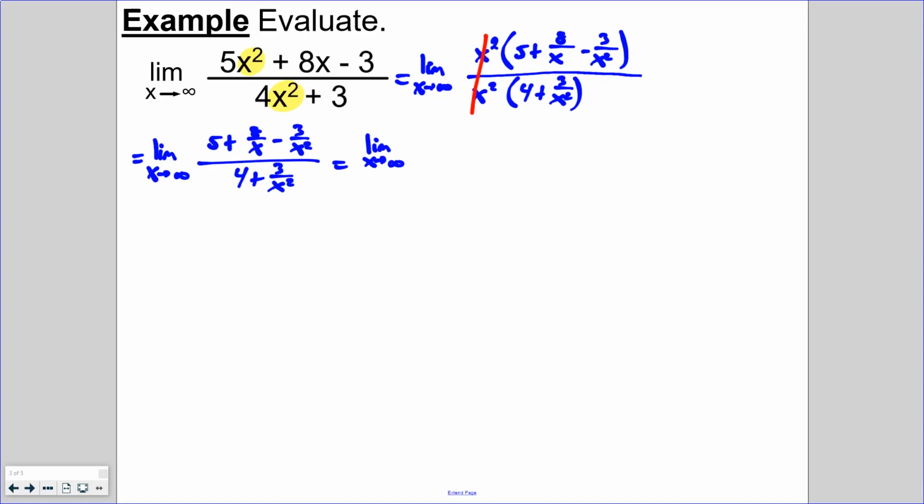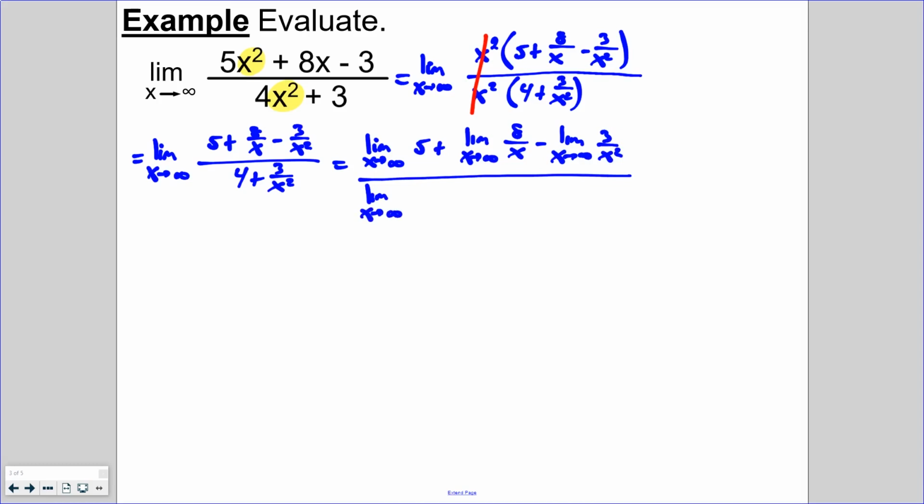So we're going to have the limit as x approaches infinity of 5 plus the limit as x approaches infinity of 8 over x minus the limit as x approaches infinity of 3 over x squared, and that's all going to be over the limit as x approaches infinity of 4 plus the limit as x approaches infinity of 3 over x squared. Alright, from here we know that the limit as x approaches infinity of a number over a variable is going to be 0. So this will be 0, this will be 0, and this will be 0.